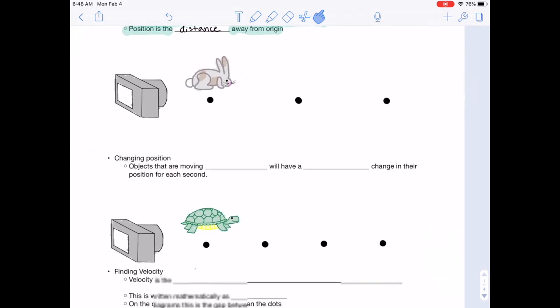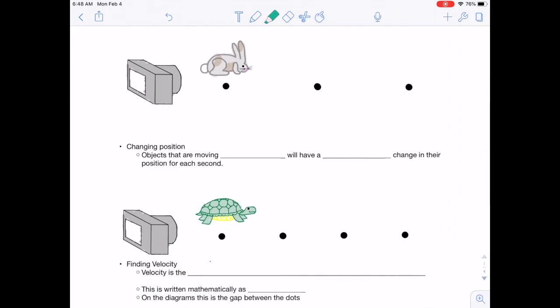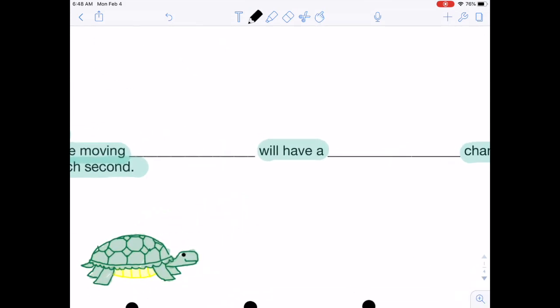Now, changing position. Objects that are moving faster will have a larger change in their position for each second.